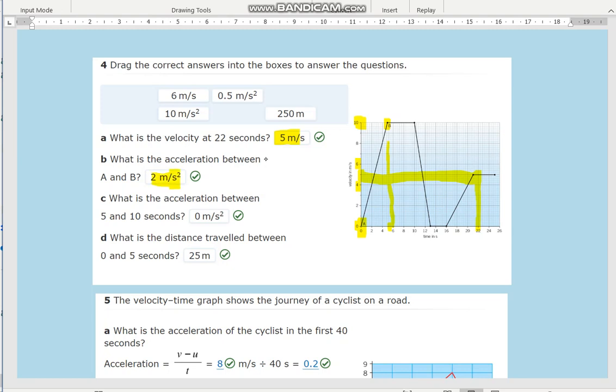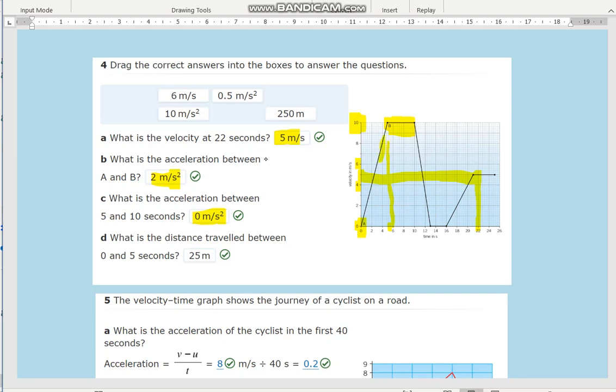What is the acceleration between 5 and 10 seconds? So between 5 and 10 seconds the line is horizontal, so the velocity has stayed steady at 10, it's not changing, so 0 acceleration. What is the distance travelled between 0 and 5 seconds?